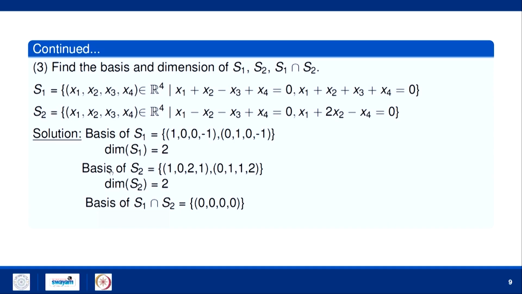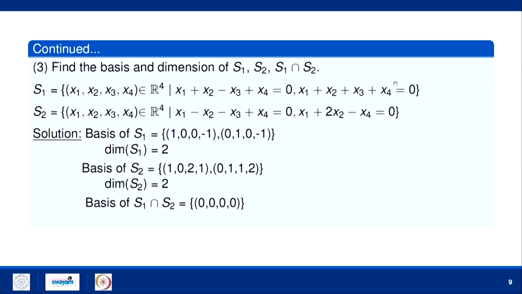Similarly, you can find the basis of S2 using the same procedure, and you will find that it is (1, 0, 2, 1) and (0, 1, 1, 2). So, basis of S2 is given by these two vectors and dimension of S2 is 2. So, now dimension of S1 is 2, dimension of S2 is 2. So, dimension of S1 plus dimension of S2 is 4, which is equal to the dimension of the vector space R4. Hence, dimension of S1 intersection S2 is 0.